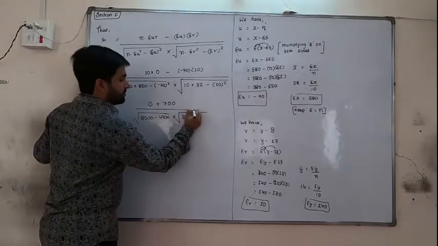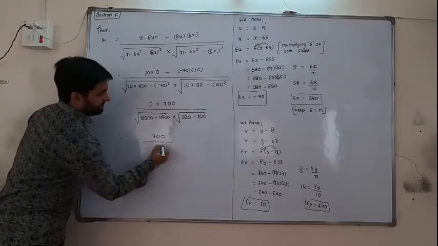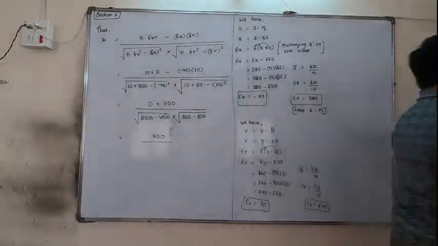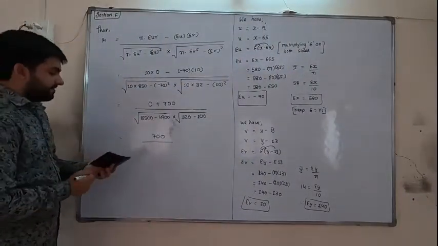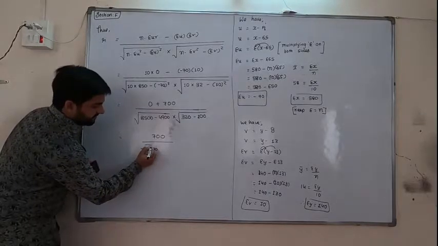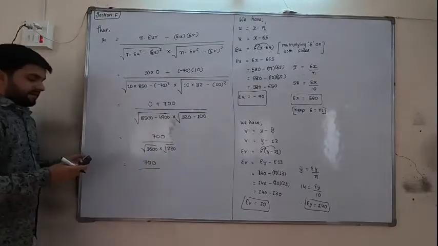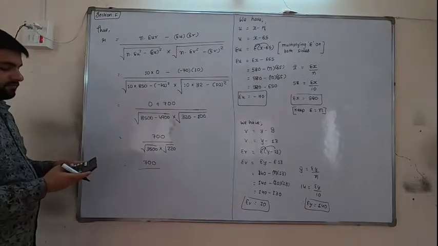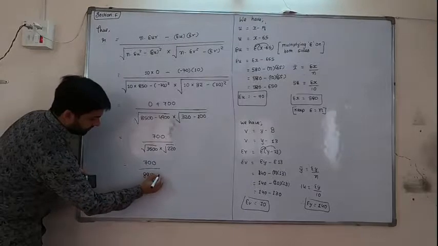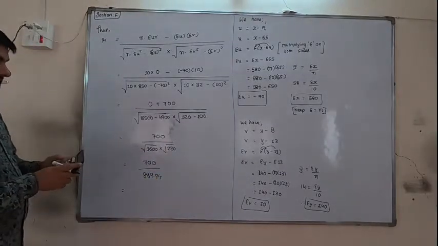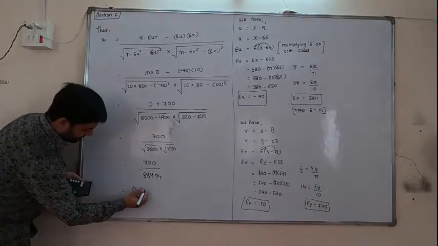In the second square root, 32 into 10 is 320 minus 100. So 700 divided by square root 8500 minus 4900, so square root 3600, multiply in the second square root 220. So 700 divided by square root 3600 into 220 equals, and square root, 889.943. So 94 only. So 700 divided by 889.94 is 0.786. So 0.79.